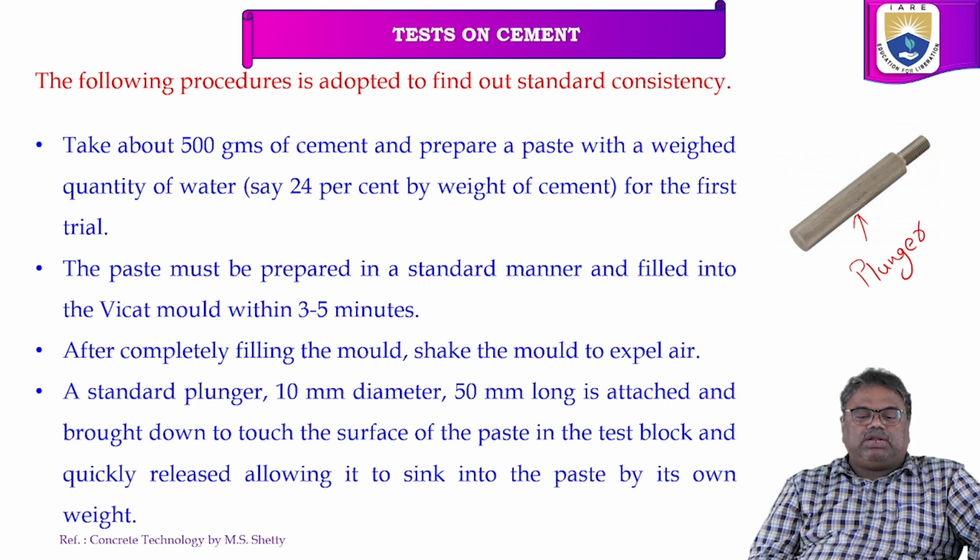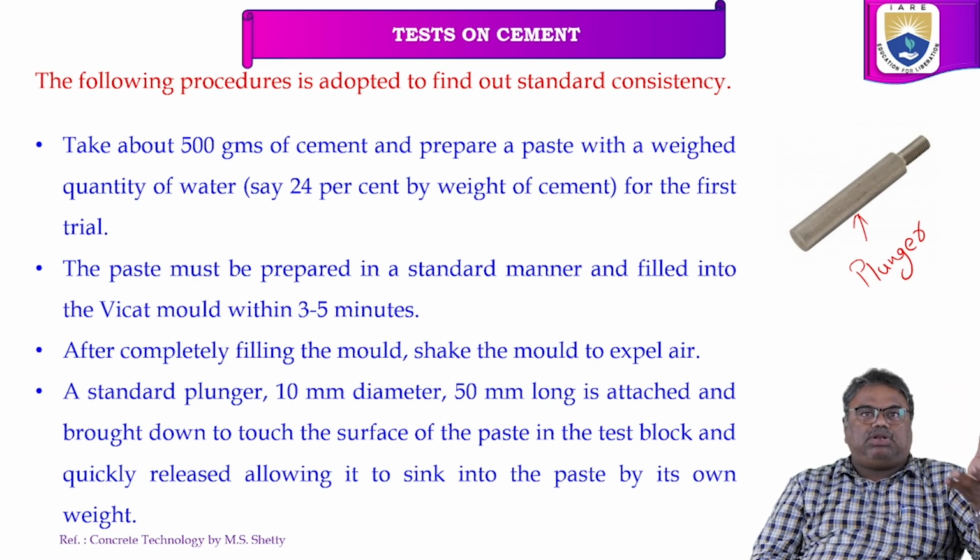Take about 500 grams of cement and prepare a paste with a weighed quantity of water. For example, you can say 24% by weight of cement for the first trial. So take the 500 grams of cement, take 24% of this 500 grams as water, and mix it thoroughly into a paste. This paste must be prepared in a standard manner and filled into a Vicat mold.